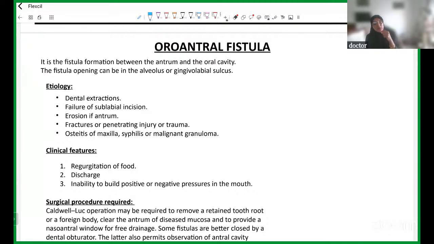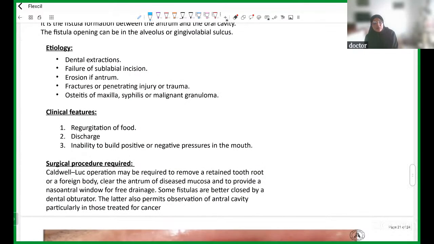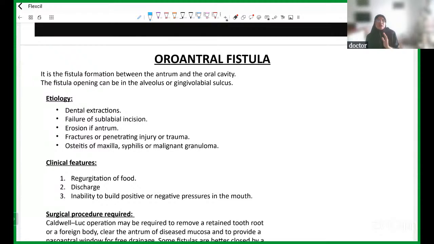Okay, so the opening may be situated on the alveolus or on the gingivolabial sulcus. So this is how it will look, fistula formation, like a hole, like a drill, like a pathway. Okay, so what actually happens here is that it is usually seen after dental extraction. So it is a complication. Oroantral fistula is not in itself a disease, but it is a complication, usually seen after dental extractions because the dentists use anesthetic injections to block a nerve.